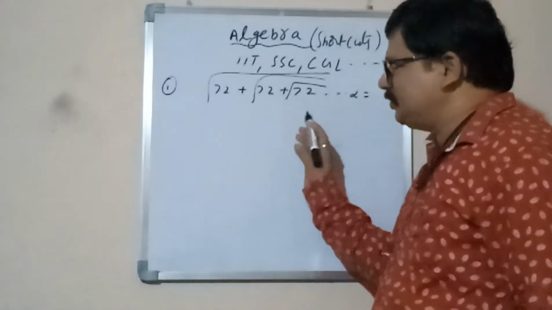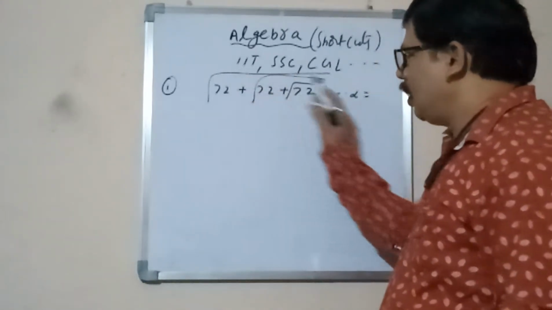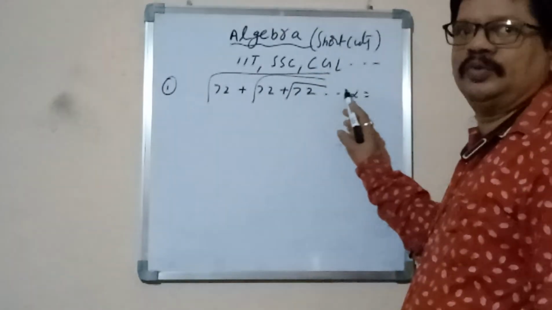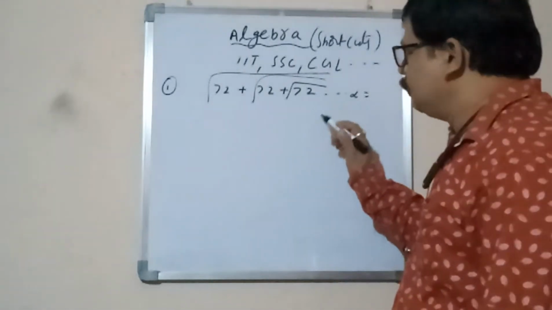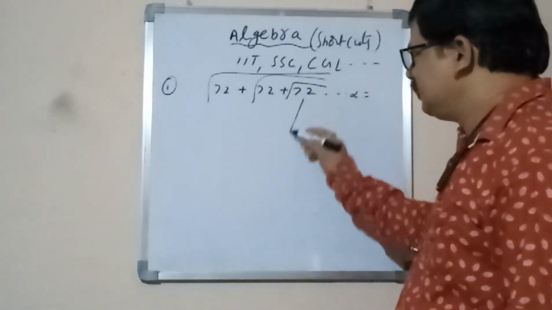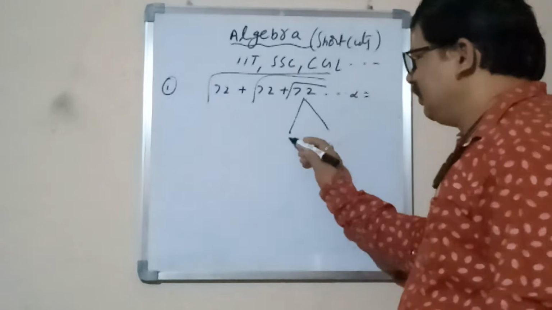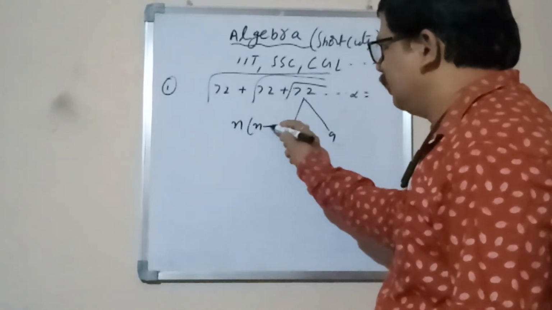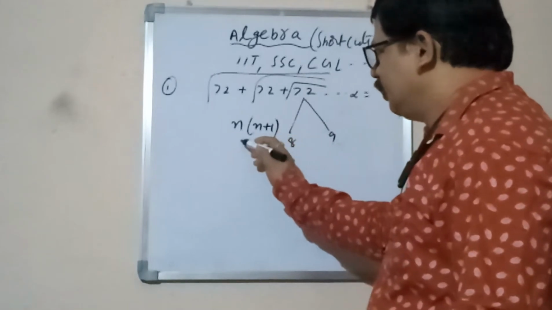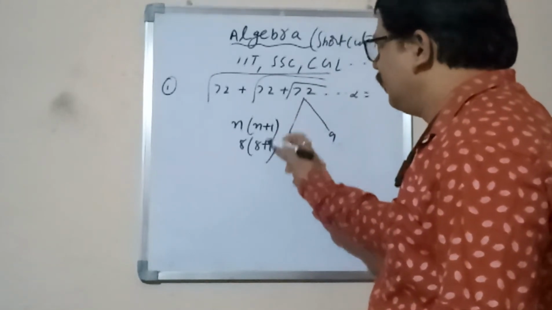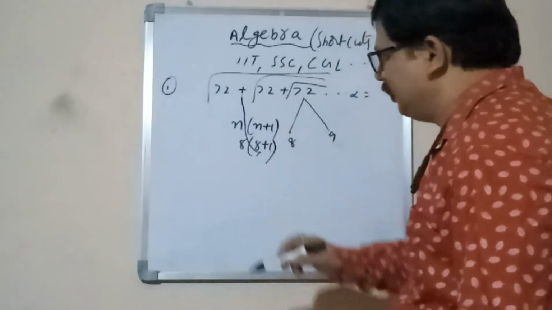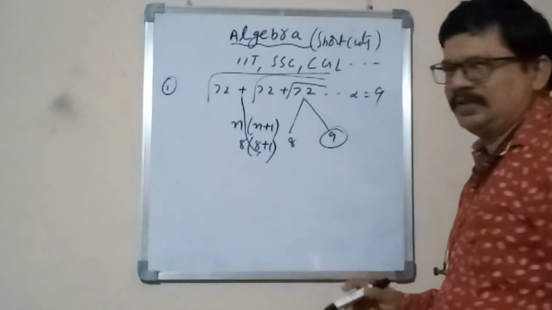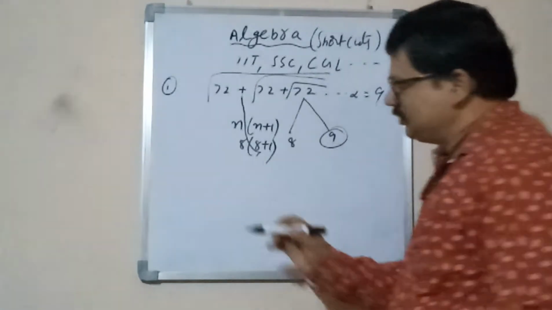Very easy. This type of sum means root of 72 plus root of 72 plus root of 72, going up to infinity. How? You see, very easy. You multiply 8 into 9. The actual formula is n into n plus 1, here 8 plus 1. Every time the plus sign means adding only. 8 plus 1 equals 9. Answer is 9. This type is very easy.